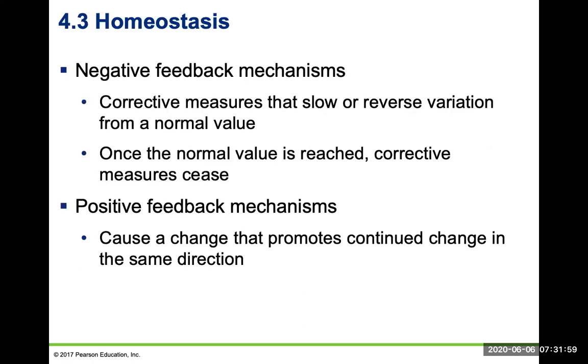A negative feedback mechanism is any sort of corrective measure that slows or reverses a variation from a normal value. Once the normal value is reached, corrective measures can cease or stop. We compare this to a positive feedback mechanism that causes a change that promotes continued change in the same direction.